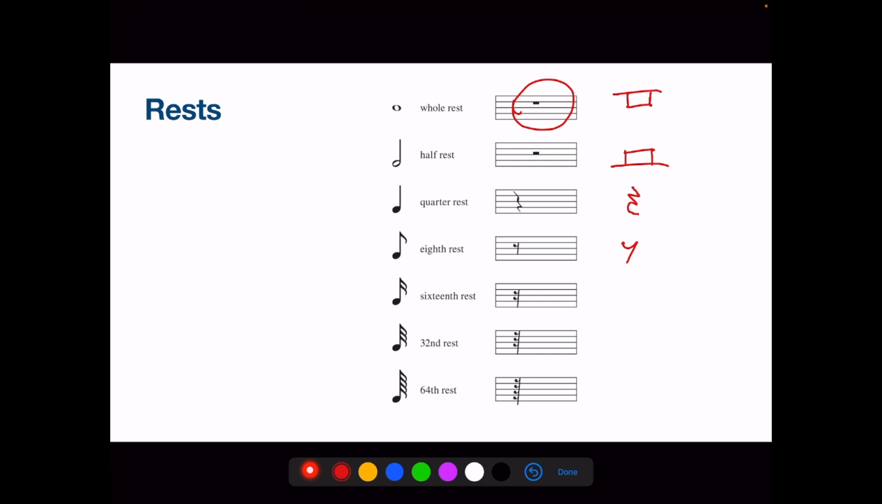And then the 16th rest, just like how we would add another flag, another flag, another flag. It's the same thing for the 16th rest. Just add another tiny flag. Same thing for 32nd, 64th. We just add extra flags. Okay, so these are rests, extremely, extremely important. I'm going through this kind of fast, but please know that you have to remember all of these.